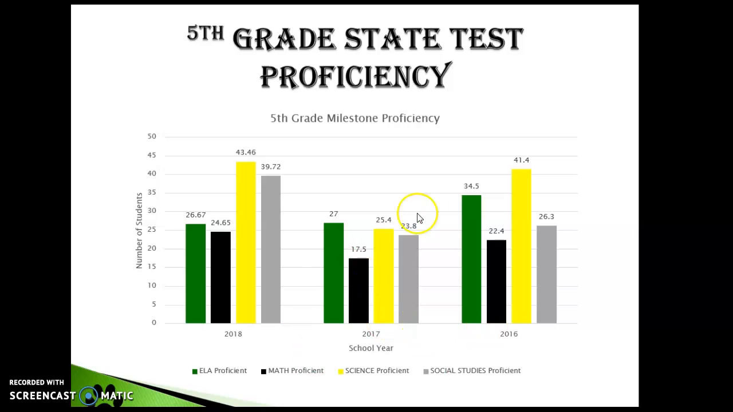Looking at 2017's data for fifth grade, it would be interesting to see what happened that year. Was it a testing year that maybe a whole bunch of those kids got sick, or did we have any subgroups that were larger than others? I would definitely dig in deeper to this data to see how come there was such a decline in almost everything other than ELA for that school year.